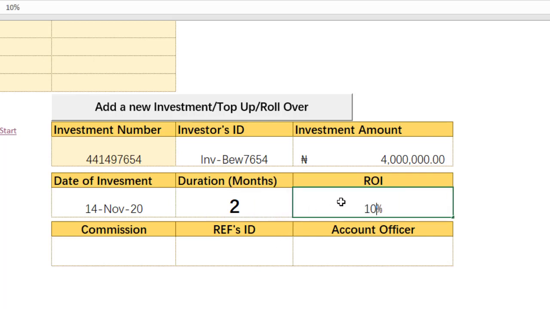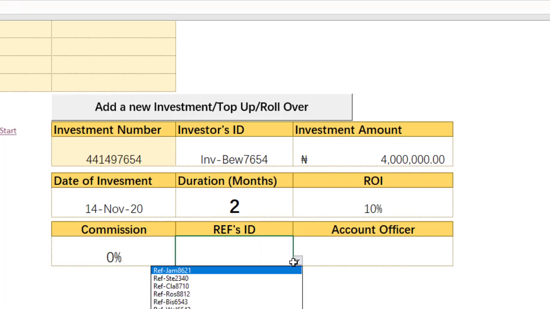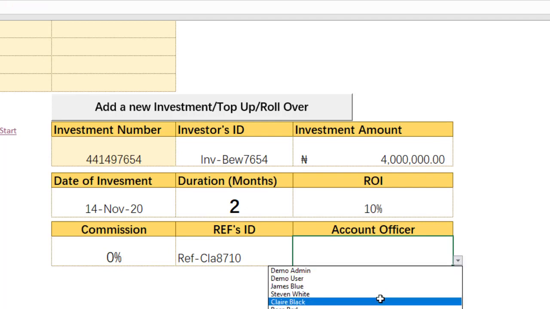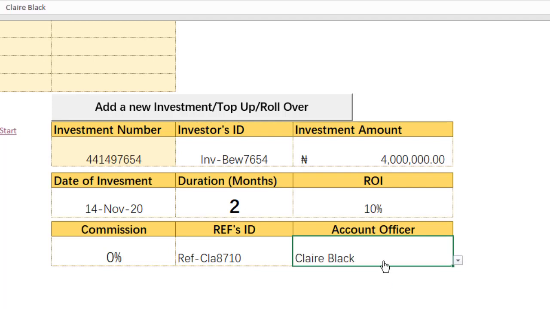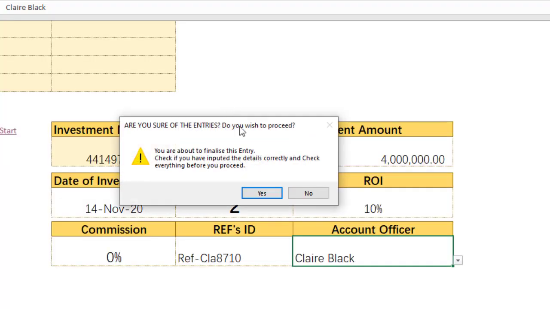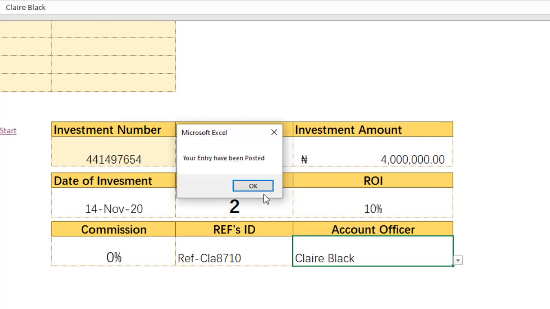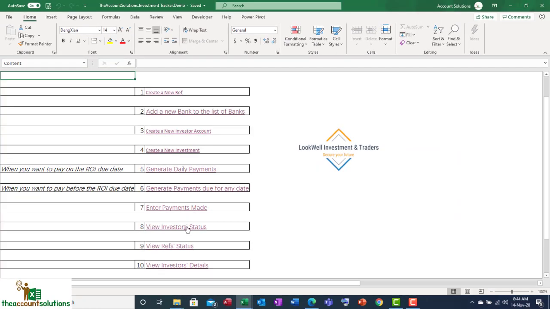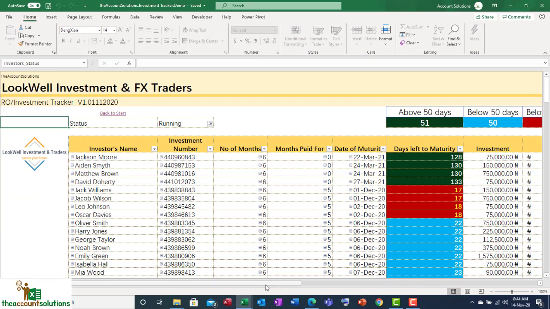ROI is still 10%. It has to be the same percentage of ROI as the old one. Now, no commission. Put the ref, find that same ref. I just put any name here for us to move on. Just find that ref, the account officer of your investment, and put. Once you've done that, you add investment or top up. Just click OK. Now let's go back to our investment details and see how that is working for us.